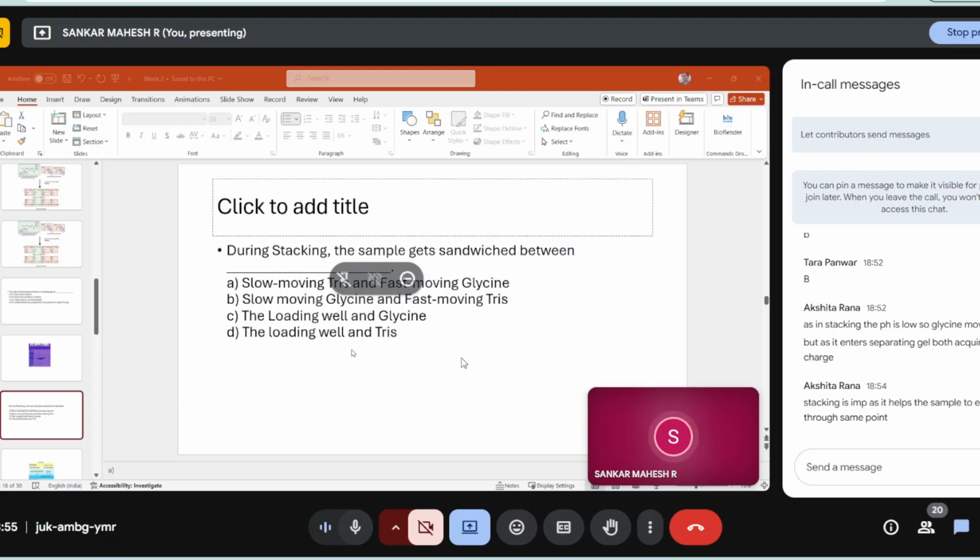Okay, Akshita. So you had mentioned glycine. Is there some other element that we are missing here? Okay, there are two things that you have mentioned. In stacking, the pH is low, so glycine moves slow. But as it enters the separating gel, both acquire the same charge. Stacking is important as it helps the sample to enter through the same point. Right, we'll go through whatever you have told.